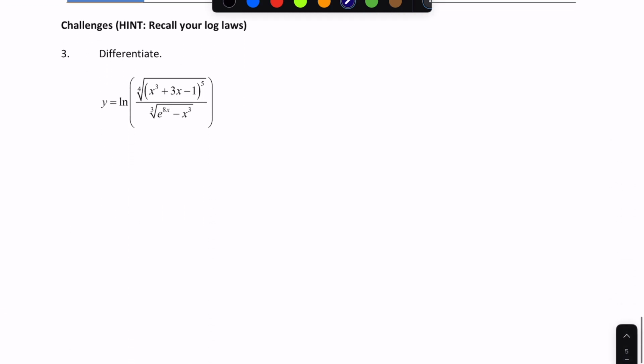Okay, so let's take a look at a couple more challenging questions. So here it says differentiate y is equal to the natural log of 4th root of x cubed plus 3x minus 1 to the power 5 over cube root of e to the power of 8x minus x cubed. So again, the first thing to do is to first simplify by using log laws.